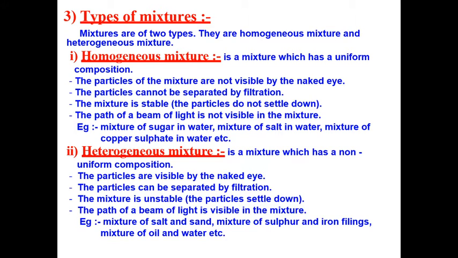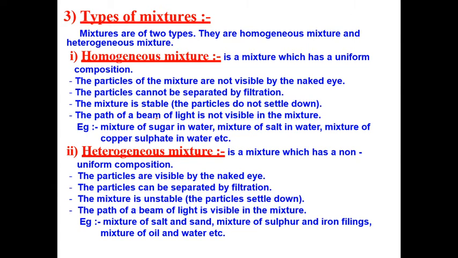Homogeneous mixture and heterogeneous mixture. So we will talk about what a homogeneous mixture is. It is a mixture which has a uniform composition. The particles of the mixture are not visible to the naked eye. Particles cannot be separated by filtration. The mixture is stable; the particles do not settle down.